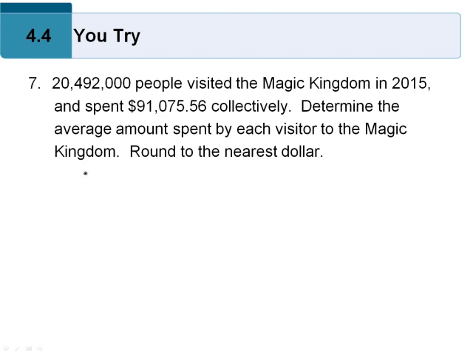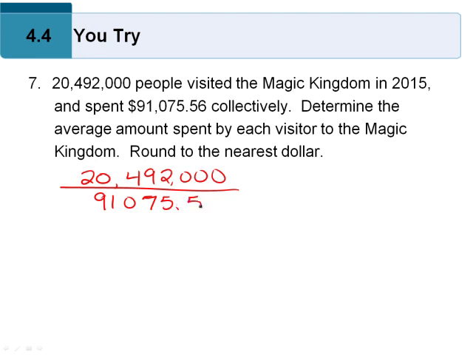So we're going to have to take the people, 20,492,000, I hope that fits in my calculator, and divide it by 91,075.56. We don't have to worry about any signs. Oh, it just barely fits. Then 91,075.56 divided by the people. It comes out to 224.99. That's the main thing you need to see.